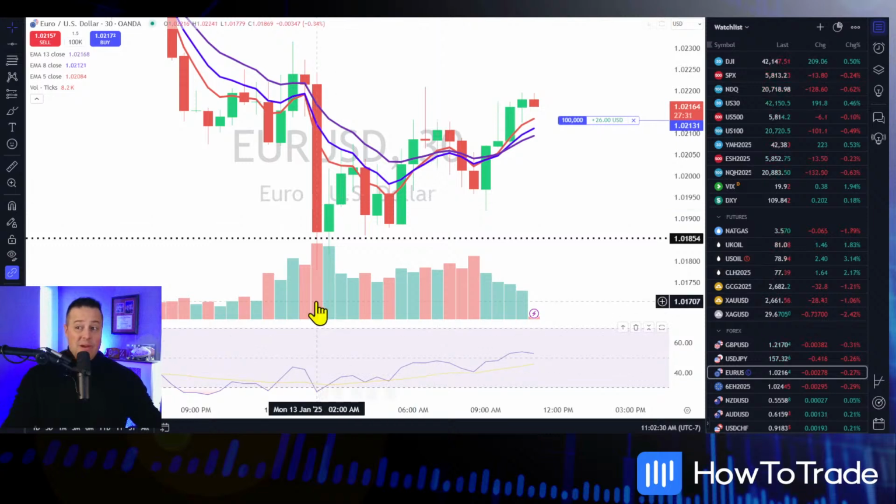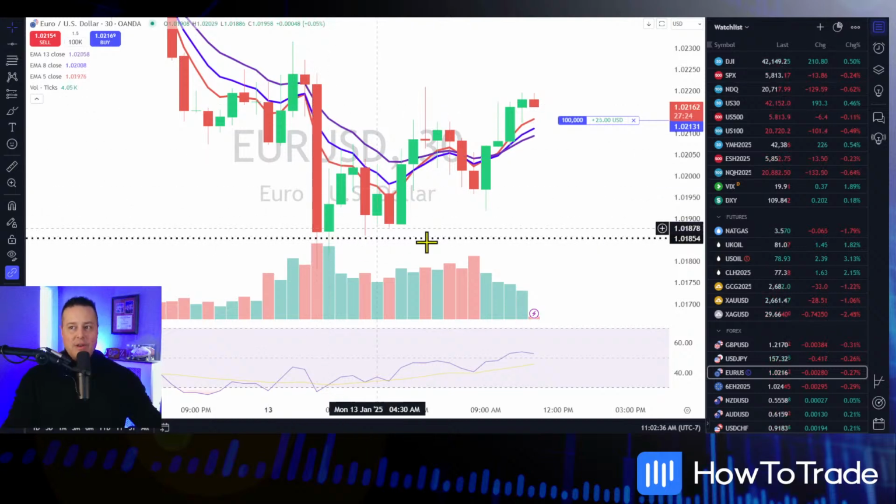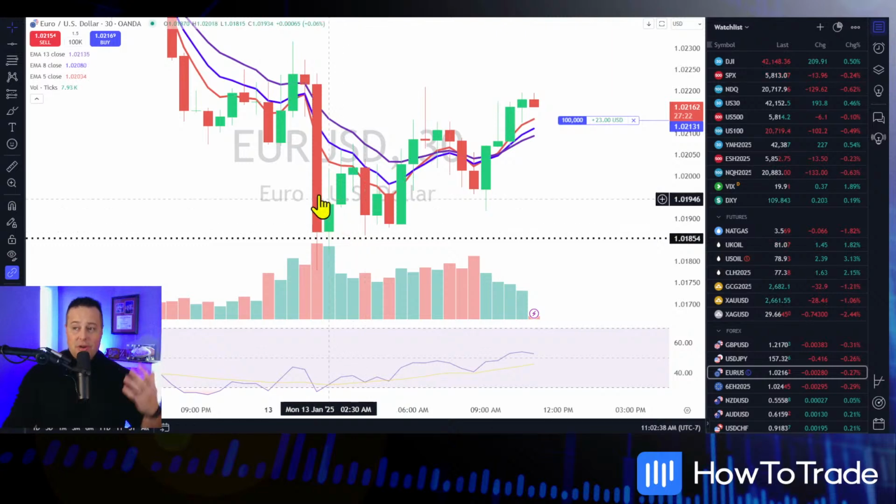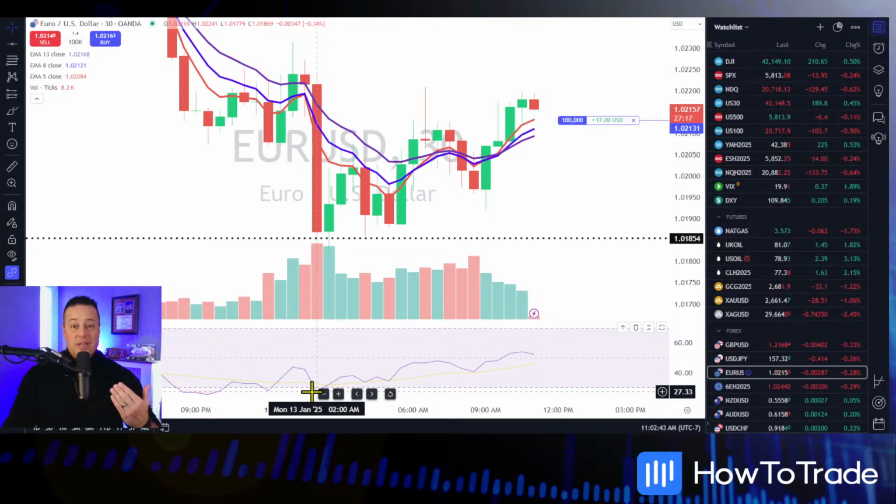This is another one. Right here you can see, shortly after the London Open, we got a major dive in the Euro USD 30-minute chart. Bang, nice big sell-off. And what that did was take us into oversold territory on the RSI. We were beneath 30. What does that mean? It means we're looking for a buy signal to get into the market.